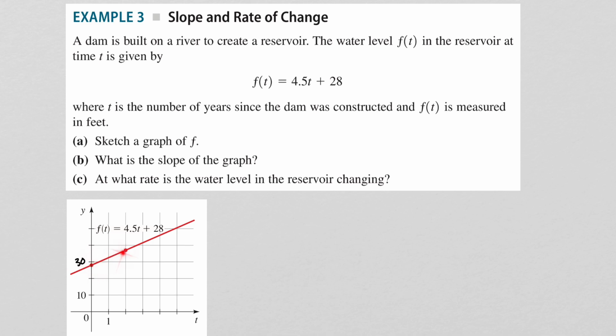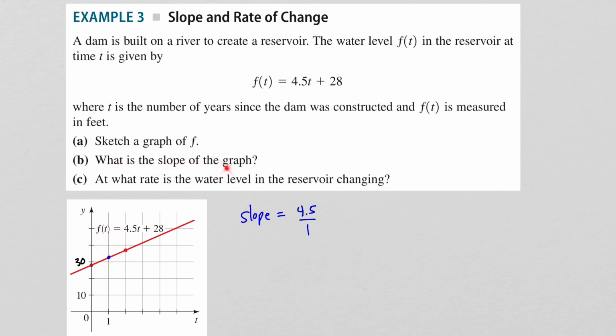And then the way we get another point on the curve here is we use the slope. So if the slope is 4.5, keep in mind that this is 4.5 over 1. So what that means is for every 1 year that goes by, the water level is going to raise 4.5 feet. So after 1 year, we're going to add 4.5 to this number, which takes us to this new number here. After another year that goes by here, we're going to add 4.5 again.